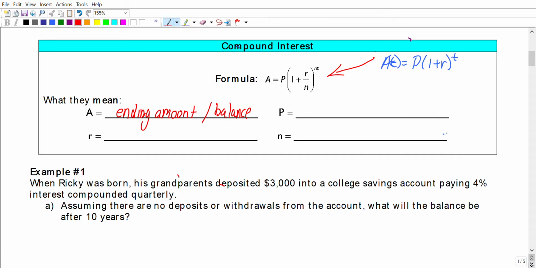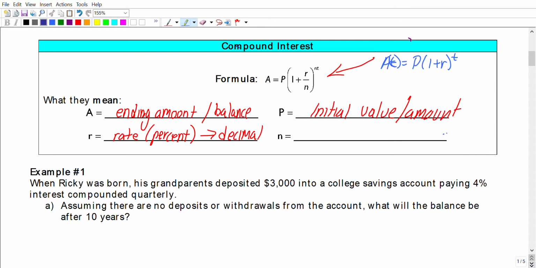Our r is still a rate, or a percent, which we have to turn into a decimal. Don't forget about that. It has to be in decimal form, which means basically move the decimal to the left twice, or take whatever percentage it is and divide it by 100. Our P, once again, is our initial value, our initial balance, initial amount, whatever you want to call it, but it's whatever initially we are given or we know. And now this is the new thing.